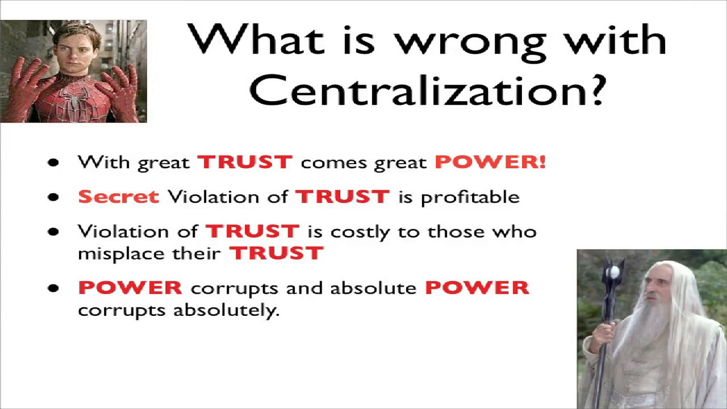So let's look at what's wrong with centralization. With great trust comes great power, and the secret violation of trust can be extremely profitable. So you have wrong motivations, wrong market forces working here. The violation of trust is very costly to those who have misplaced their trust. And with concentration of trust leading to great power, absolute concentration of trust results in absolute concentration of power and therefore corruption. So it's imperative that we decentralize things in order to prevent corruption in our society.